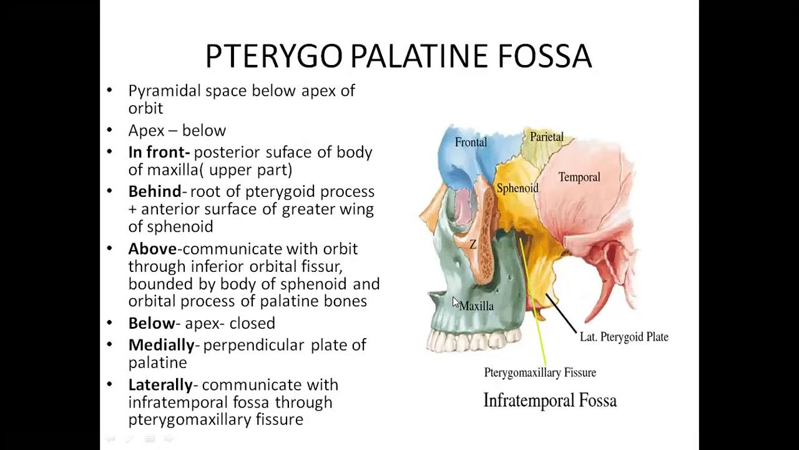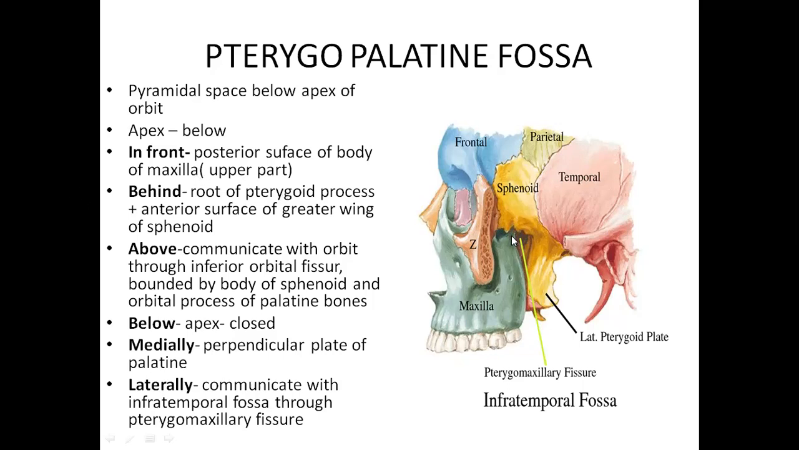Okay, then pterygopalatine fossa. If you pass the probe deeper inside from pterygomaxillary fissure, deep inside we have pterygopalatine fossa. It's a pyramidal space below the apex of the orbit. If you just move from here till here, the end of the orbit, that point. So that is in front. What are the structures? The posterior surface of the body of the maxilla.